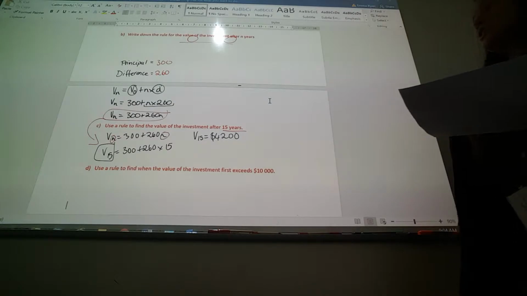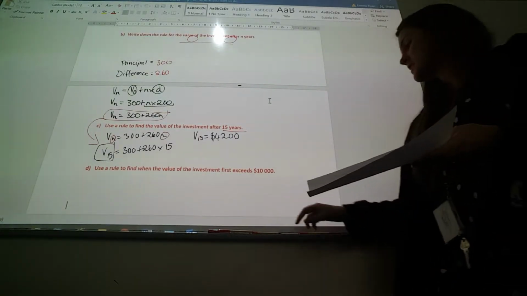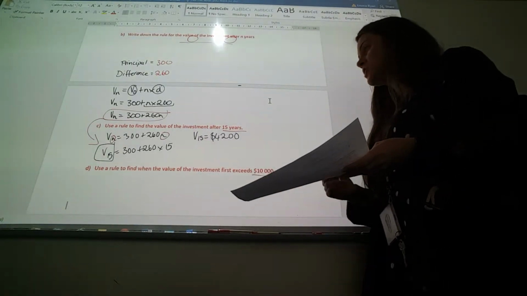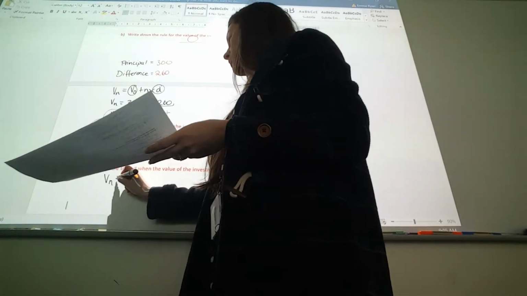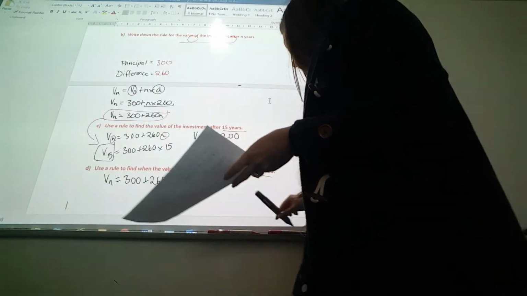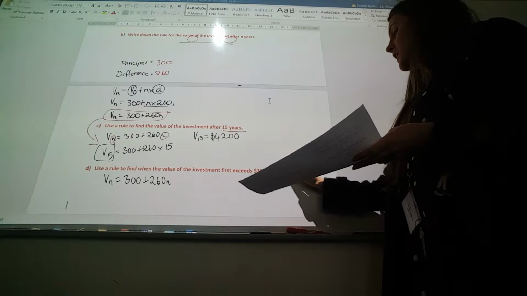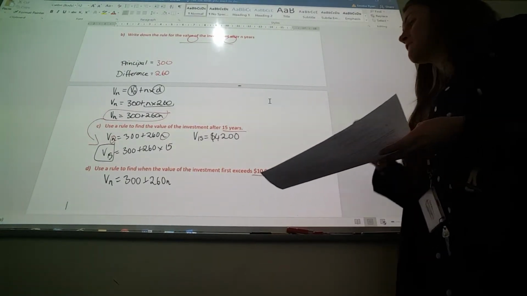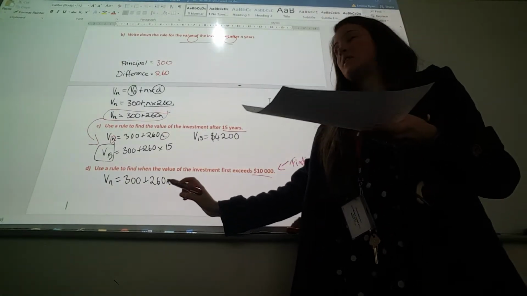Okay, the next one says use a rule to find when the value of the investment first exceeds $10,000. So we're going to use our rule again, the handy little rule. This time we don't know our n. We are trying to find n. So it's asking us how long. So when we are finding n, we don't have a value for n, so we can't sub anything in.